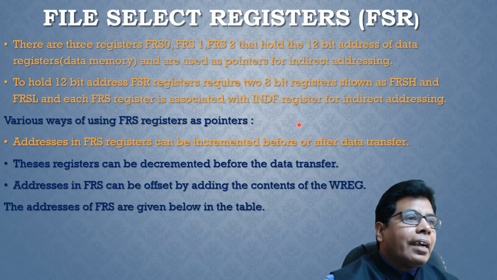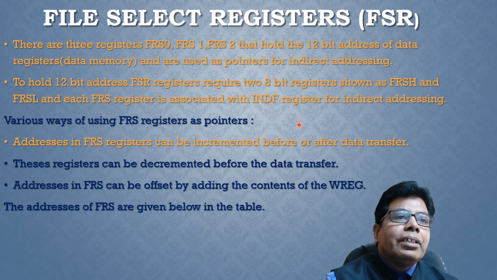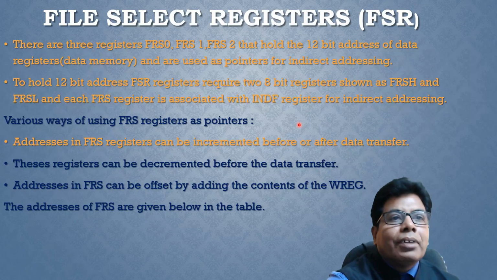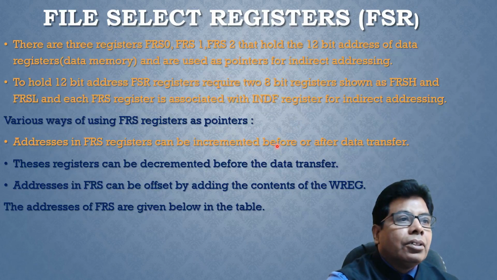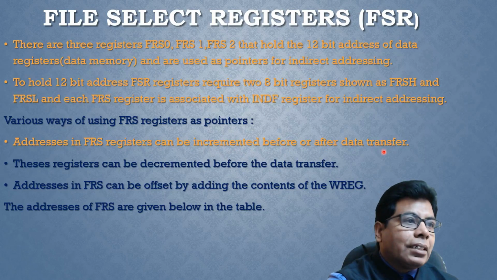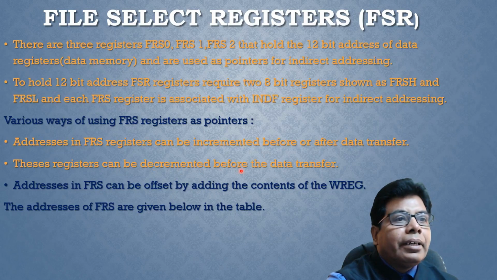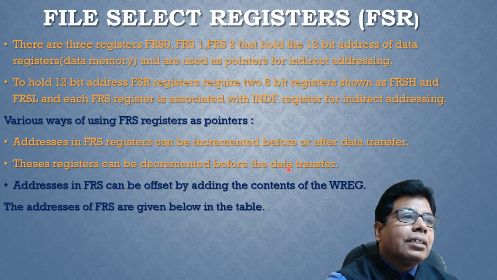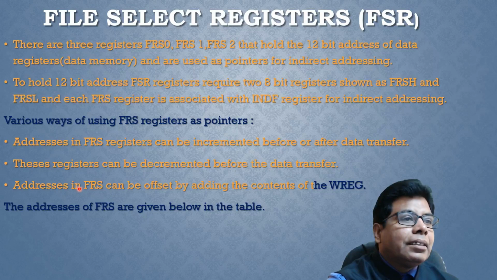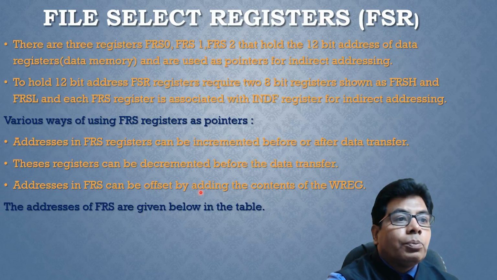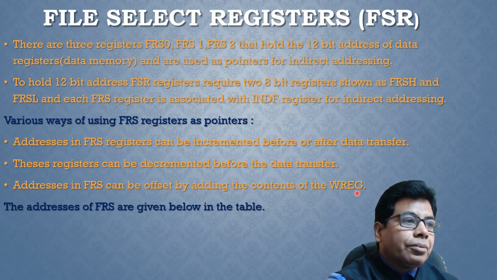Now various ways of using FSR registers are as follows. First, addresses in FSR registers can be incremented before or after data transfer. So we are incrementing the addresses before or after the data transfer. Then these registers can be decremented before the data transfer. This is another way. And third, addresses in FSR can also be offset by adding the contents of WREG, that is the working register.